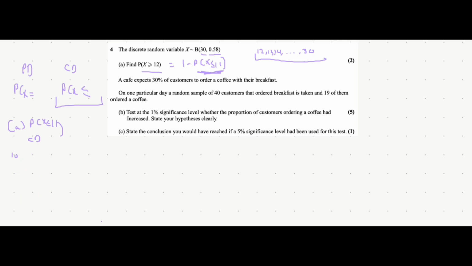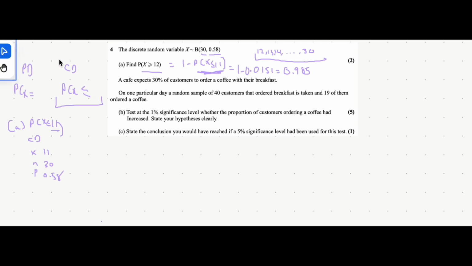Otherwise, your calculator might just have X and p. If it has X, you put 11 as X. Whatever you're doing less than or equal to, that number is what you put as X. The sample size is still 30 and the probability is still 0.58. What that will get you on a calculator is 0.0151. So essentially we're doing 1 minus 0.0151, and that will get you 0.985. And that's the answer to part A of this question.